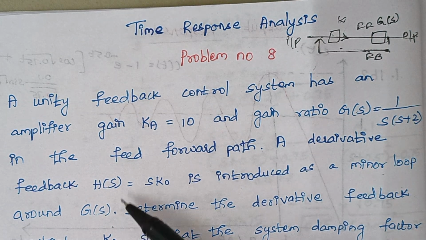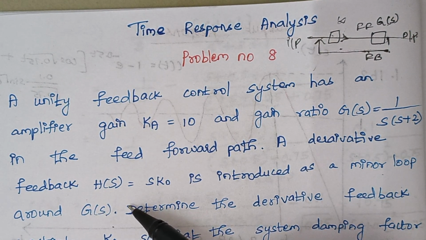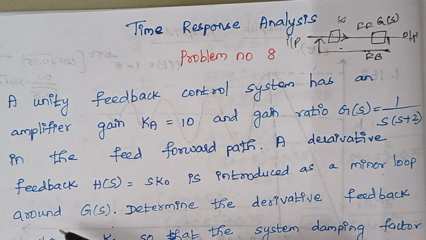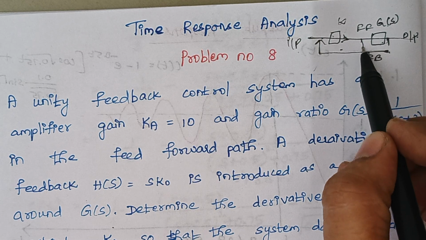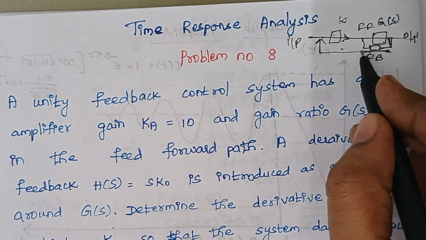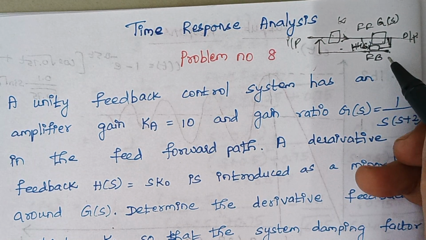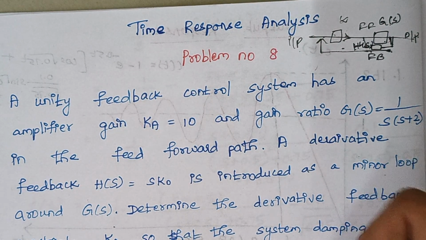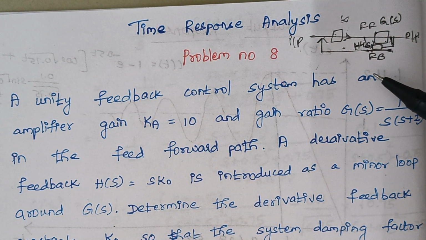And again we are having a feedback, feedback H of S. Where is this feedback? Around G of S. So this is your G of S. So around G of S you are having H of S as feedback, right? Can you people understand this? I will show the clear diagram later. I have drawn here, just to explain.